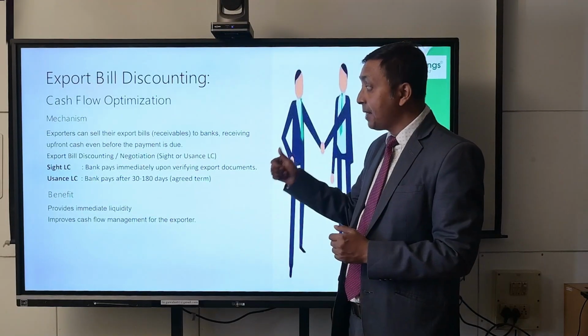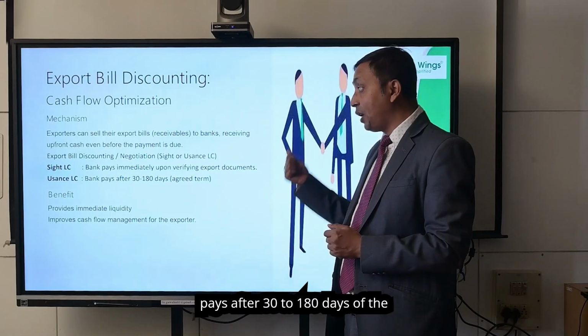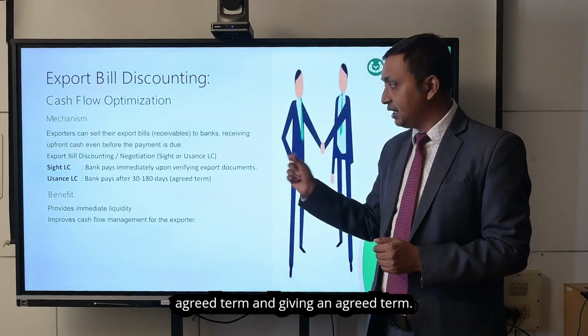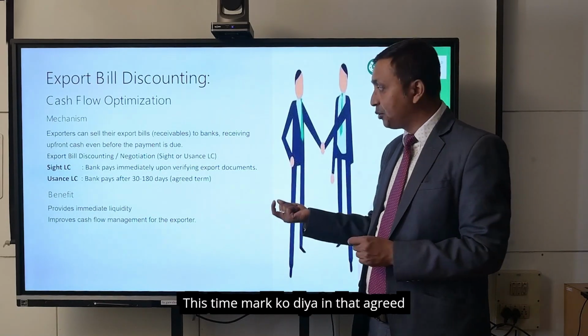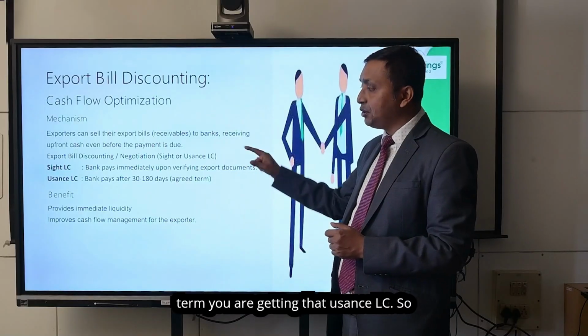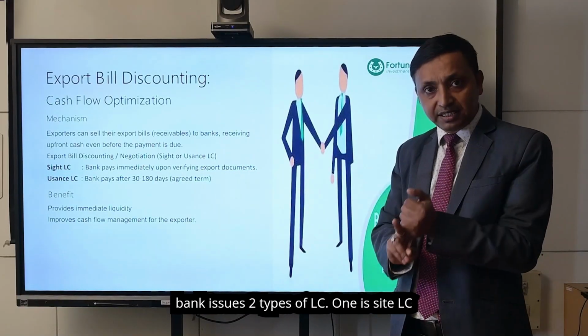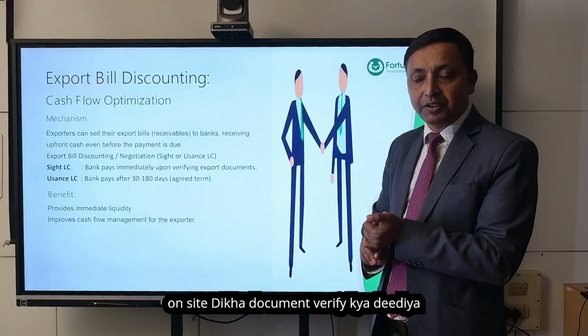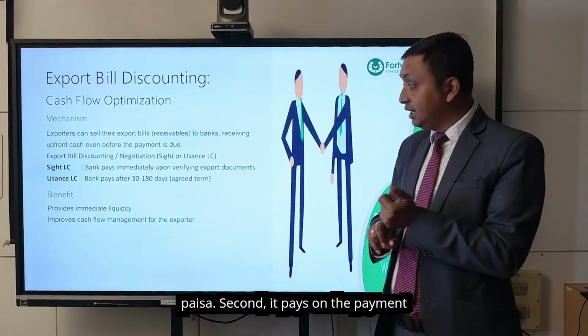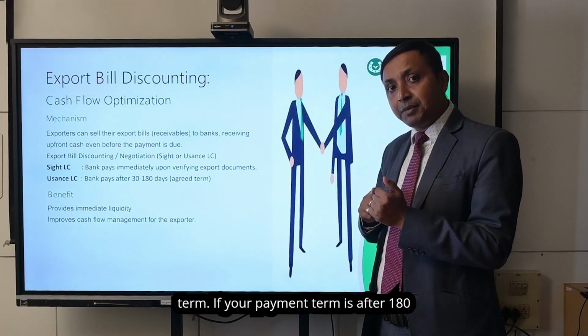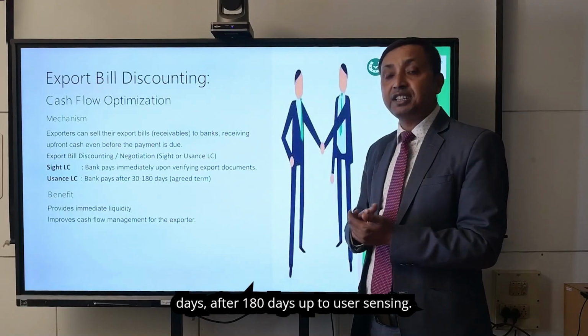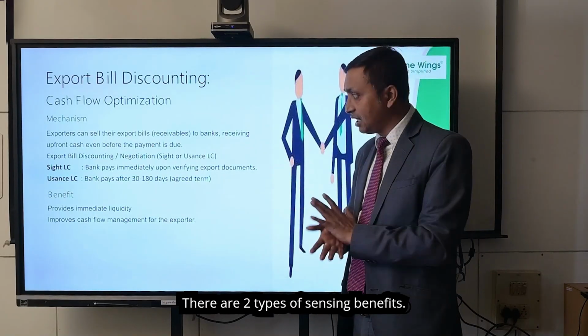Usance means bank pays after 30 to 180 days of the agreed term. I'm giving an agreed term. जिस टाइम में आपको दिया गया, in that agreed term you are getting that usance LC. So bank issues two types of LC. One is sight LC, on sight दिखा, document verify किया, दे दिया पैसा. Second, it pays on the payment term. If your payment term is after 180 days, after 180 days आपको the usance LC. There are two types of LC that issue.